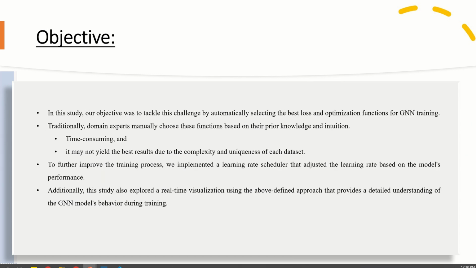The objective and the motivation behind this study was to tackle this challenge by automatically selecting the best loss and optimization function for our graph neural network training. Traditionally, domain experts, researchers, manually choose these functions based on their prior knowledge and annotation.